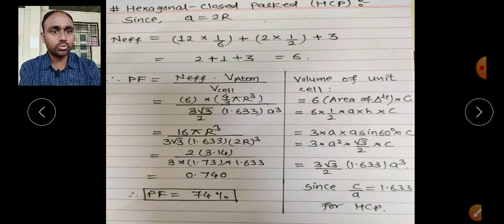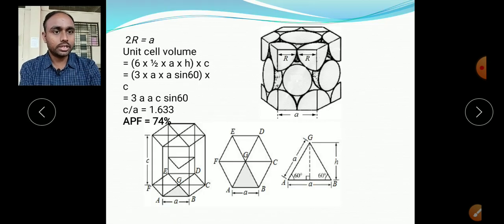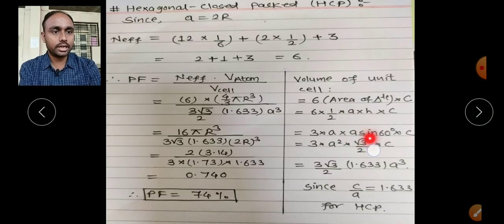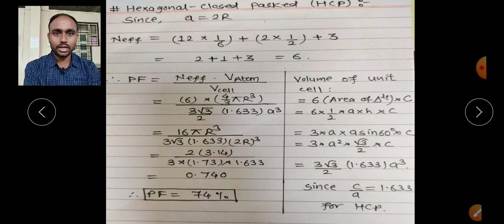H is equal to what we got from the diagram, H is equal to A into sin theta, but theta is what, 60 degree. So, I have written directly A sin 60 into C as it is. Then again 3 as it is, A into A square, sin 60 we know root 3 by 2, and this C as it is. So, substitute the value 3 root 3 by 2, this root 3 I have written here.